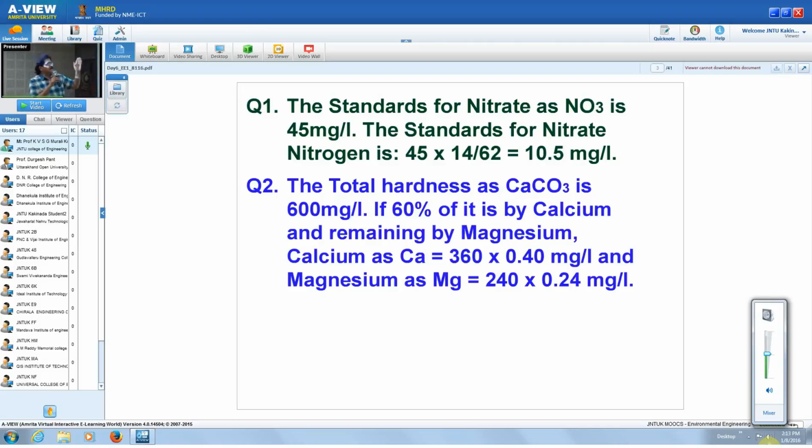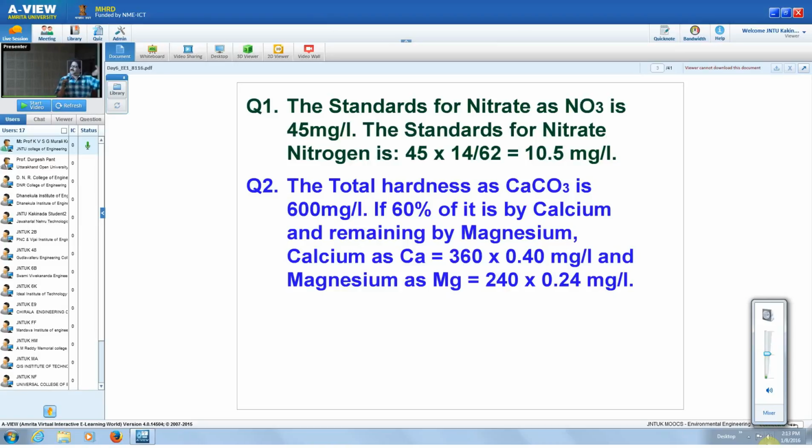So nitrate as NO3 is 45 mg per liter, but the concentration of nitrate as N becomes automatically 45 into 14 by 62, because 14 is the molecular weight of nitrogen, N, and 62 is the molecular weight of NO3: 14 plus 3 into 16. Similarly, hardness. Hardness or alkalinity are both expressed as CaCO3 because the molecular weight is 100. So on a scale, we can very easily imagine and understand things.